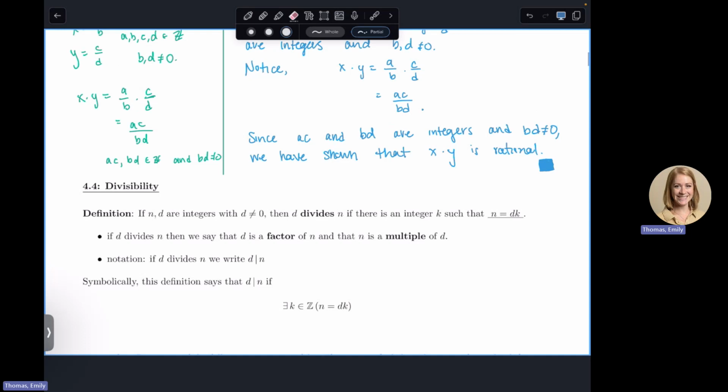But, so n and d are integers, d is not 0. D divides n if there is an integer k such that n equals d times k. When it says D divides N, does it mean D divided by N, or N divided by D? It's backwards. D divides n means that d goes into n evenly, integer wise.